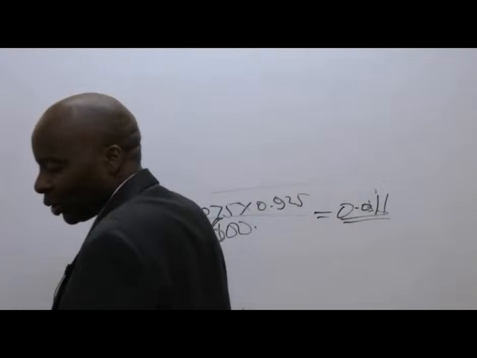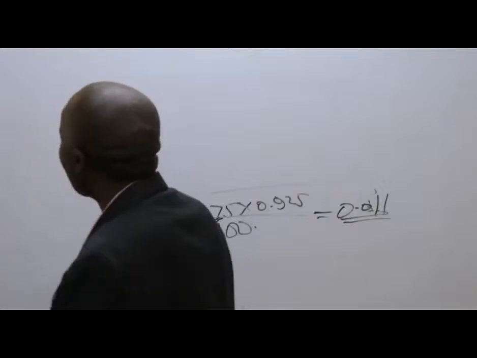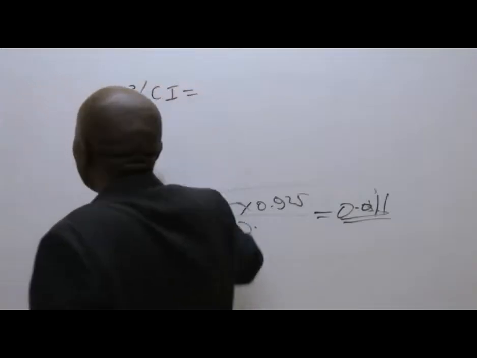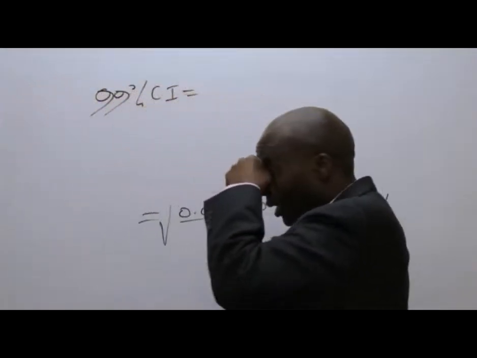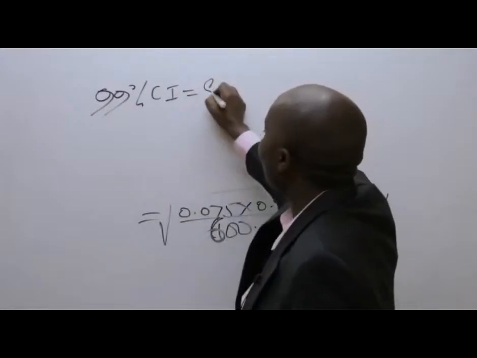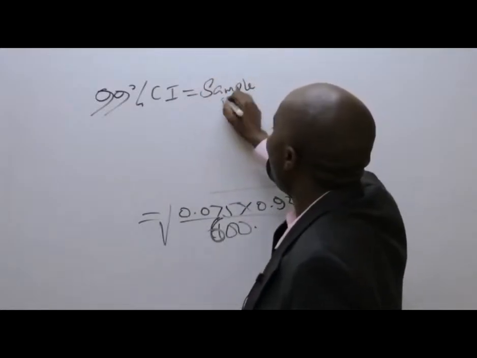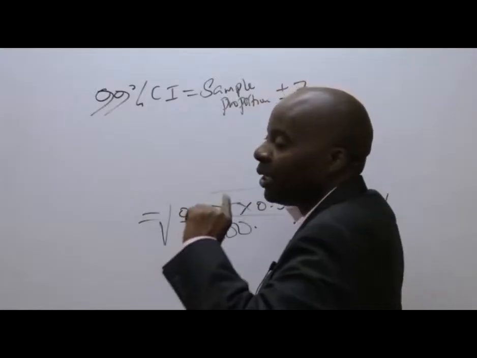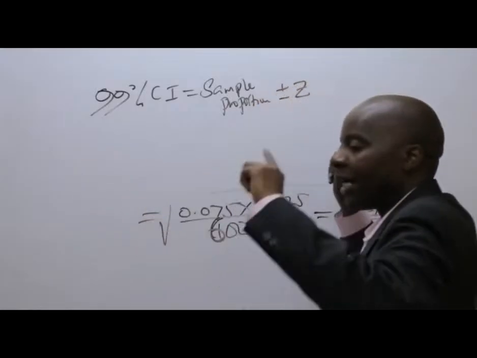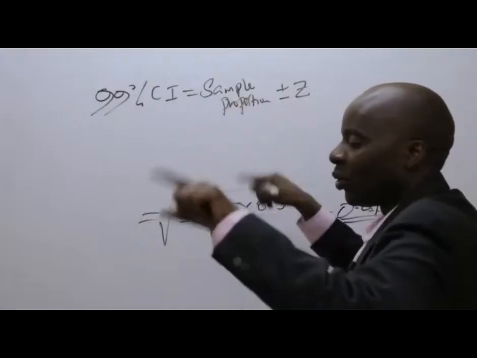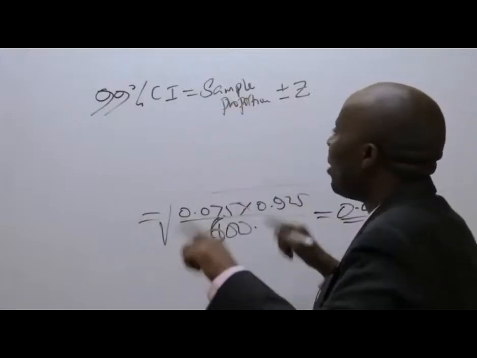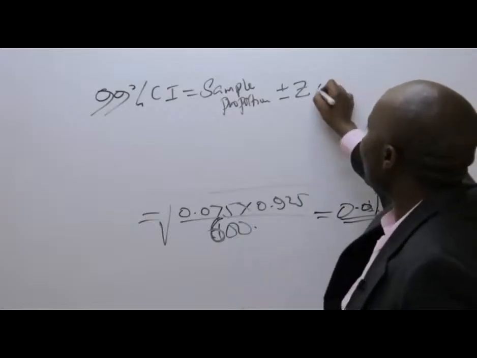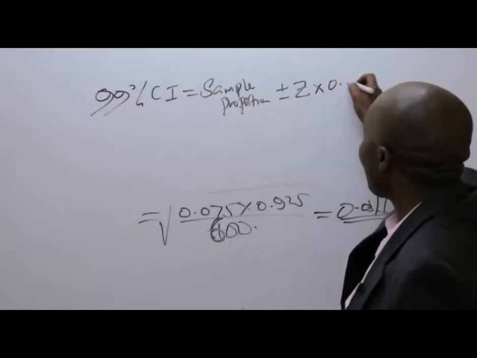So I will come and talk about the 99% confidence level. The 99% confidence interval will be equal to the sample proportion, the errors that I would want to mirror, plus or minus Z times the standard error, which is 0.011.